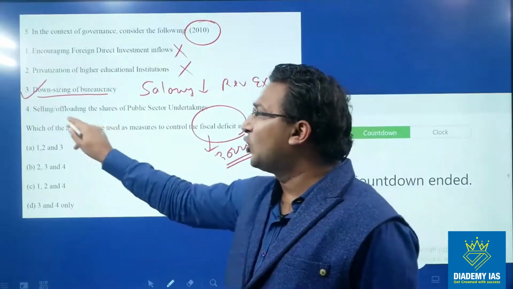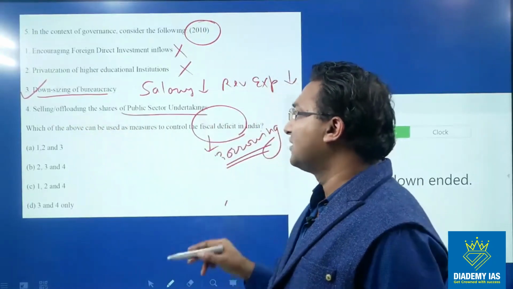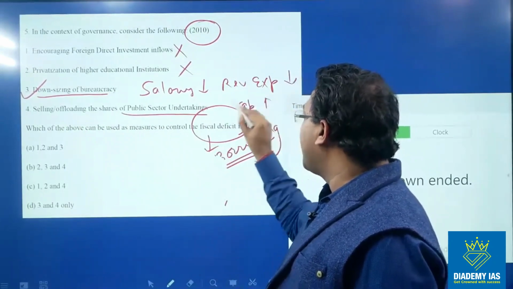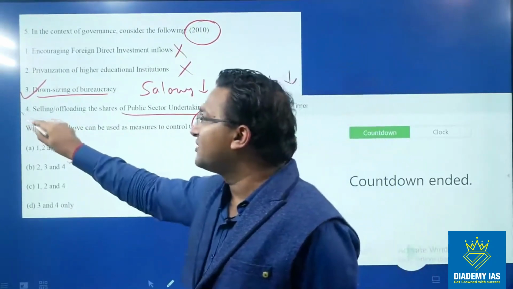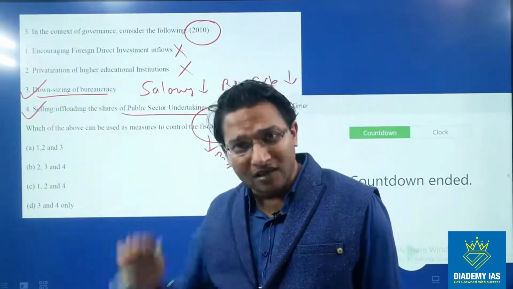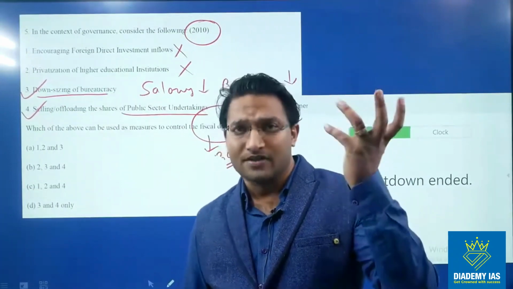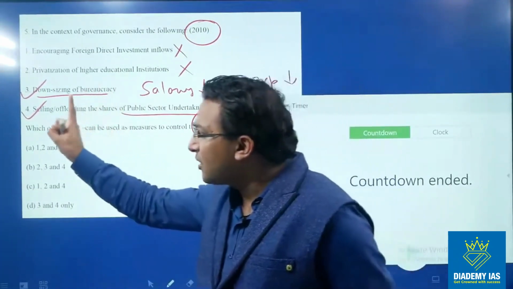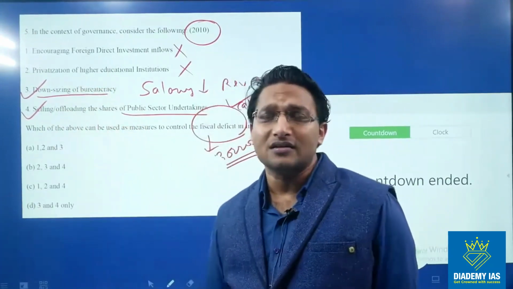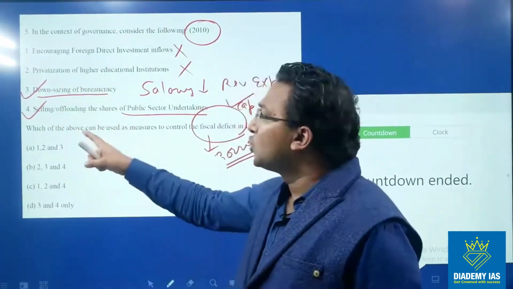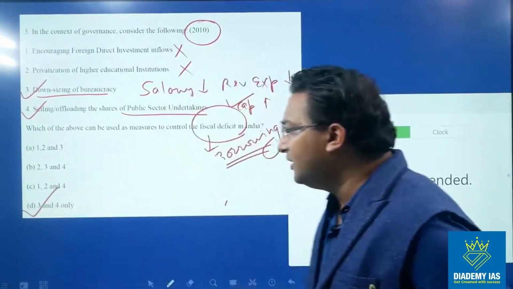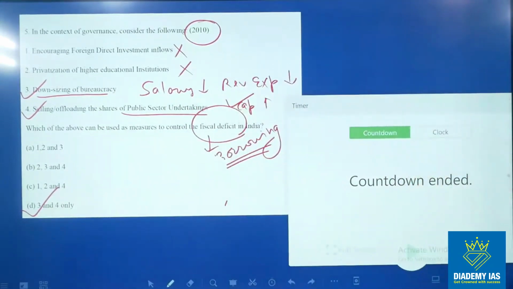Statement number 4, selling or offloading the shares of public sector undertakings. That means an increase in the capital receipts. So if the capital receipts are increased, then also the fiscal deficit can be reduced, right? So the fiscal deficit can be reduced when either the expenditure goes down or the receipts come up. In statement number 3, the expenditure is coming down. In statement number 4, the receipts are increasing. So in this case, the answer will be option D, statements 3 and 4.